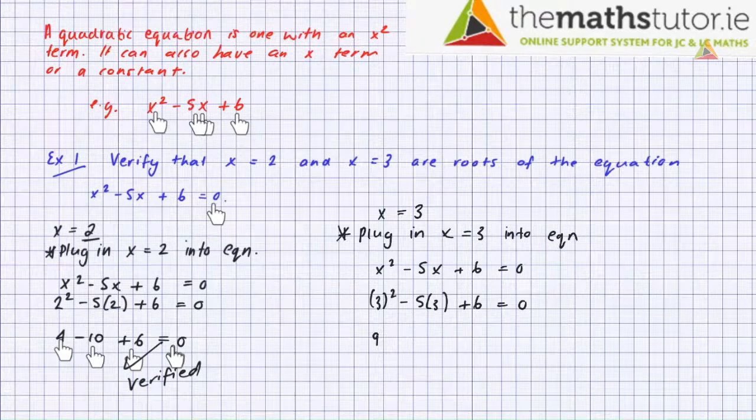3 squared is 9. Minus 5 by 3 is minus 15, plus 6. So does it equal 0? 9 take away 15 is minus 6. Minus 6 plus 6, it does equal 0. So that's now verified as well. So that's it. x equals 2 and x equals 3 are roots of the equation, and that's how you verify. You plug in, first of all, x equals 2 into the original equation, and you plug in x equals 3 into the original equation.